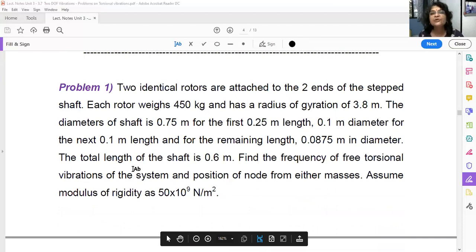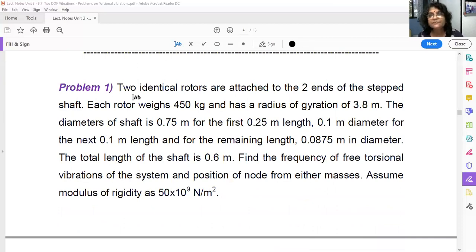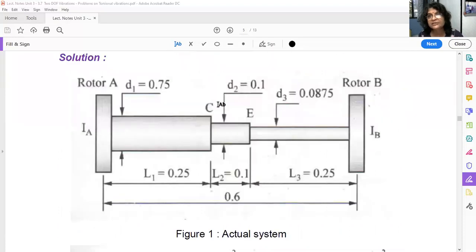Let us read the problem statement. Two identical rotors are attached to the two ends of a stepped shaft. So this is the original system. Two rotors are there, rotor A and rotor B. Then there are three different diameters, of different lengths, and the total length is also given.